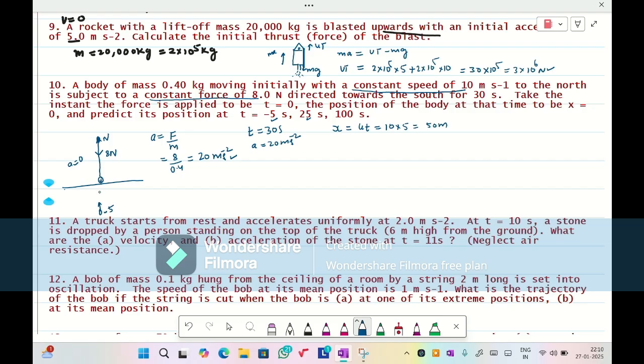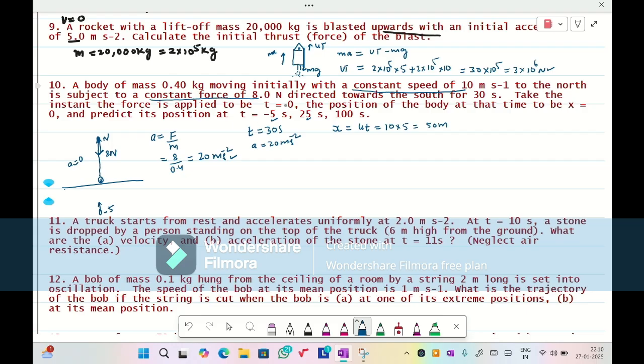So from time minus 5 to 0, it is moving at constant speed only. When time reaches 0, we are applying a force of 8 newtons. Means from 0 to 25, it is moving with constant force, constant acceleration.